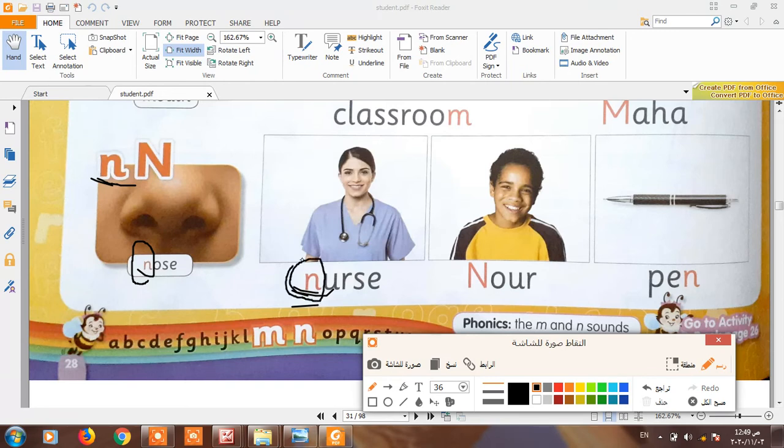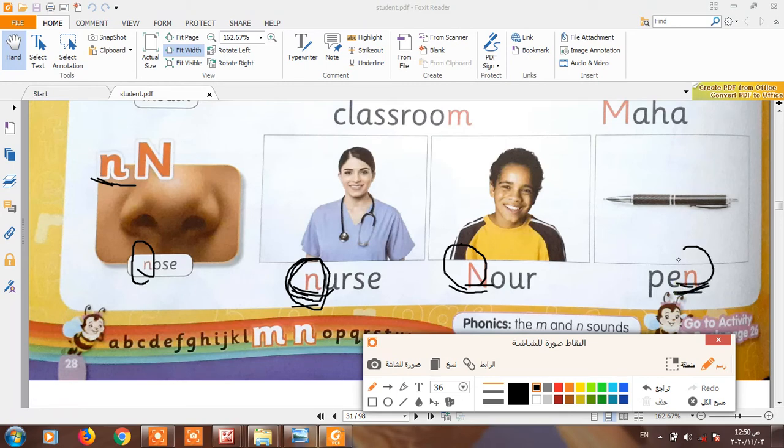N. And can you tell me who is he? He is Noor. Listen, Noor. Noor starts with sound N. Make a circle on sound N. Can you tell me what's this? Yes, pen. Listen. Pen finishes with sound N. Yes. Make a circle on sound N.